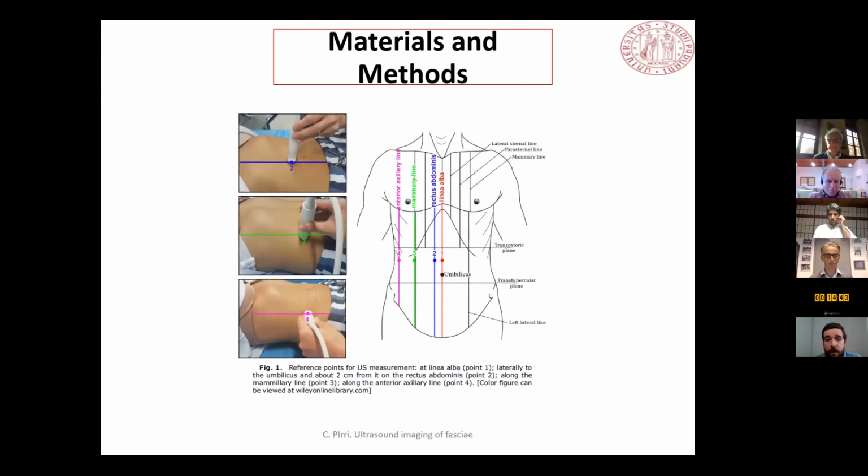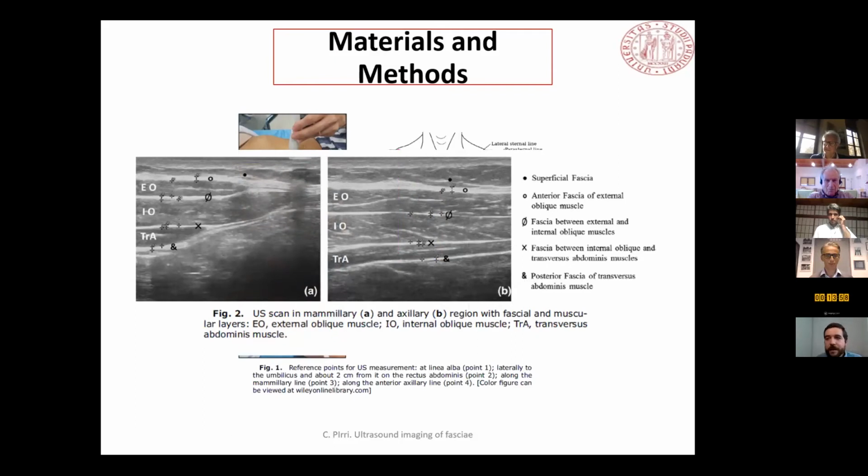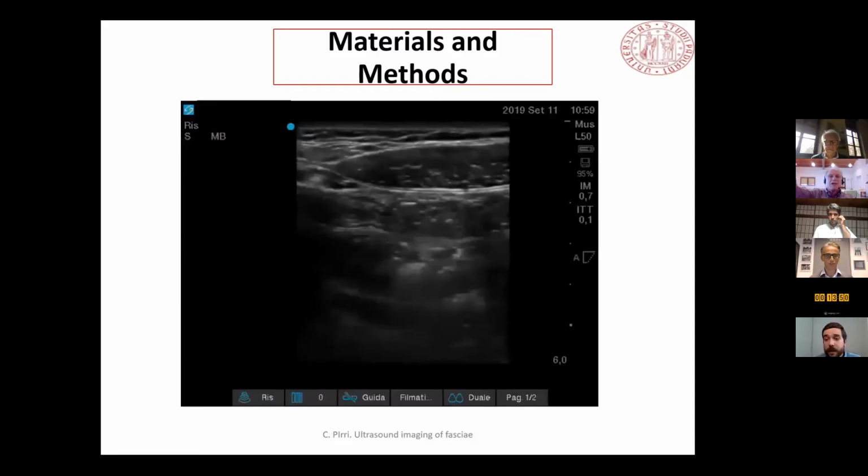The image about the protocol shows that it is important to restore the anatomical lines, because the anatomical lines are really important to understand the real point to measure the fascial layers, and are important as landmarks to measure these fascial layers. For this, in this paper, we used the linea alba, the rectus abdominis sheath, and the border between this and the other part of the abdominal wall, the mammillary line, and also the anterior axillary line. The image is similar to the other. The image of our commentary is different only in the topographical region.